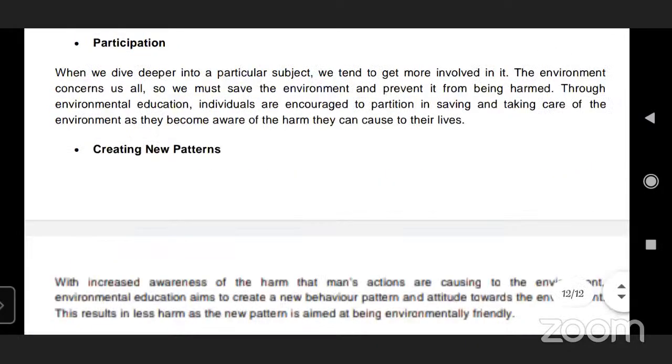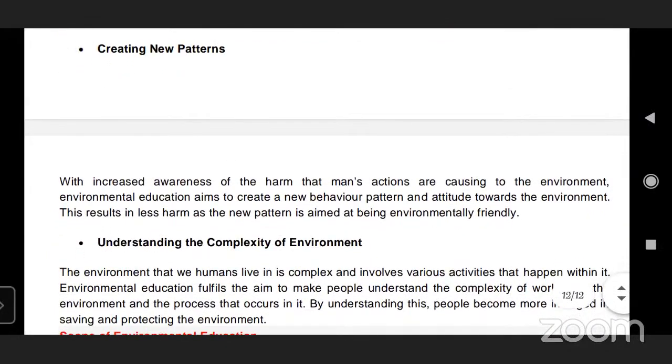So generally, how are we going to create new patterns to deal with the associated environmental problems? With increased awareness of the harm that man's actions are causing to the environment, environmental education aims to create new behavior patterns and attitudes towards the environment. This results in less harm, as the new pattern is aimed at being environmentally friendly.